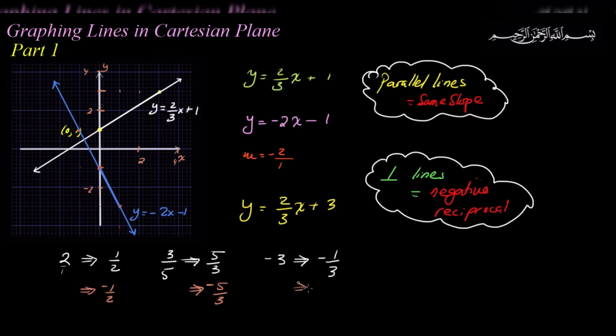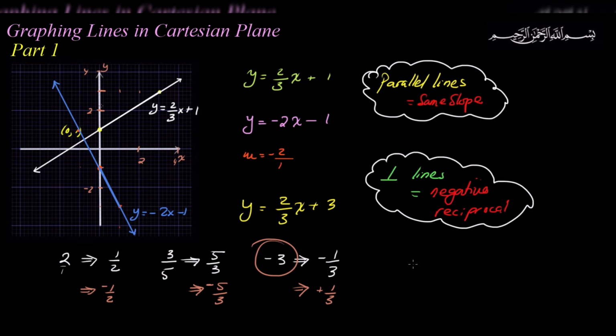All right, so what's the negative reciprocal of -3? Well, first you flip it, and when you flip it, it becomes -1/3, but then you negate this, you change the sign, and it becomes +1/3. So the negative reciprocal of -3 is +1/3. Negative reciprocal means you change the sign after you flip it. Okay, so the next negative reciprocal.